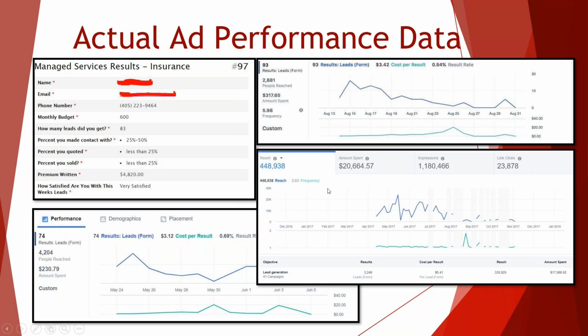These are new people that saw him over that 6 months. 1.1 million impressions, 20,000 spent. We ran 41 different campaigns, and we generated 3,246 leads. So over the course of that 6-month period, when you look at a 15% closing rate on the 3,246 leads that were generated, you're talking 486 policies closed over a 6-month period.